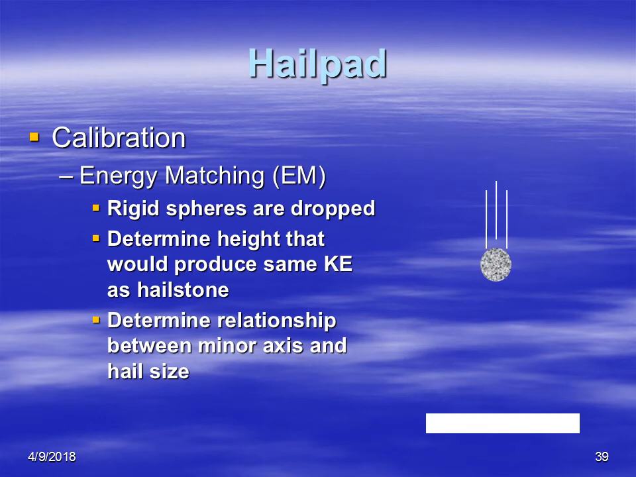Another method for calibrating hail pads is by taking rigid spheres and dropping them from a height where they would reach their terminal velocity. So in other words, they would have the same velocity as a hailstone of that size, and then determine the relationship between the minor axis and the hail size. In other words, let it drop, it hits, measure the minor axis, in other words the diameter that's left of the indentation, and then compare that to the actual size of what you dropped, and then try and measure that.